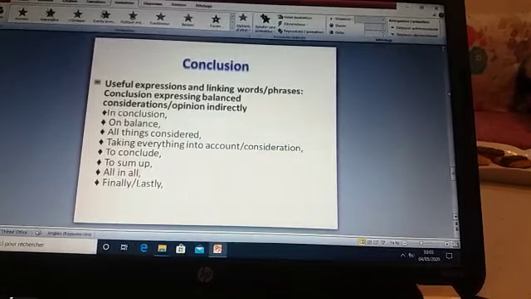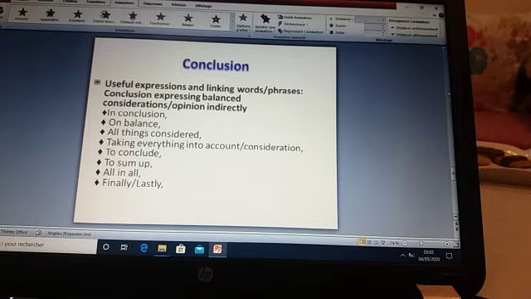For the conclusion, you are free. You can stay neutral or you can express your point of view. So the expressions that you can use to conclude are, to sum up, all in all, things considered, taking everything into account, finally, etc. And if you want to express your point of view, you can say, for example, to my mind, I believe that, in my opinion, to be honest, etc.